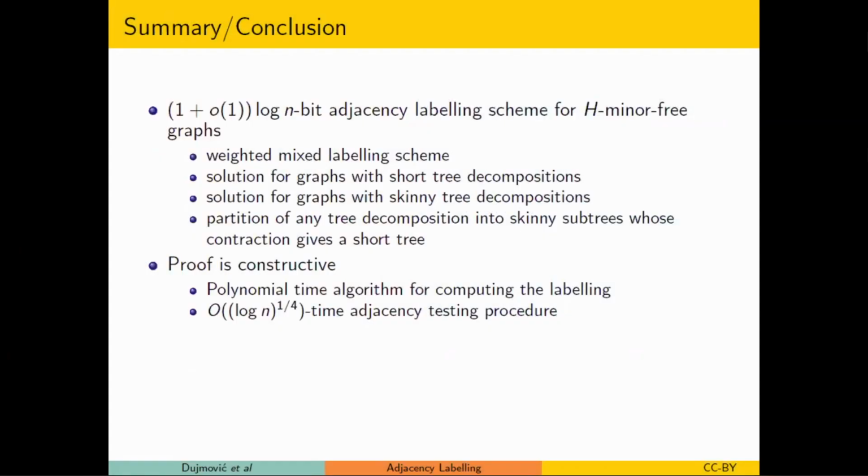Okay, so summary: we have a log n plus little o of log n bit adjacency labeling scheme for H-minor-free graphs. These are the pieces that you use to get that scheme. The proof is constructive, and there's a polynomial time algorithm if you believe that there's a polynomial time algorithm for the Robertson-Seymour decomposition of H-minor-free graphs. I guess that's true in some technical sense, but I don't know of anybody who has implemented it.